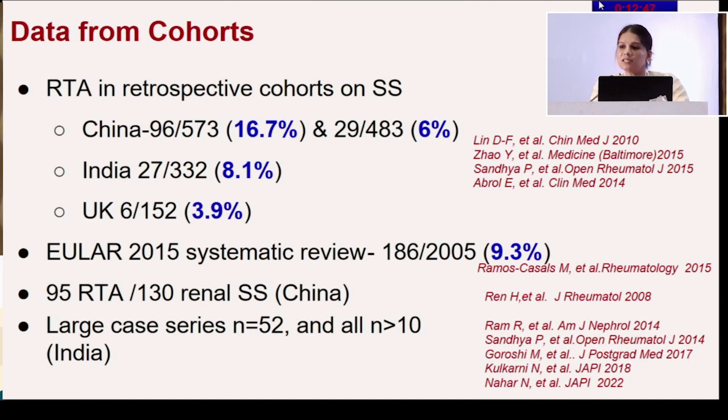The largest collection of renal tubular acidosis is from China. This is a Chinese study reported in 2008 in the Journal of Rheumatology. They looked at 130 patients with renal Sjogren's, of which 95 had renal tubular acidosis. Now, other large case series reporting exclusively on Sjogren's syndrome and renal tubular acidosis, this N is 52 from SVIMS in Tirupati, and all the large series numbering more than 10 case reports are all from India.